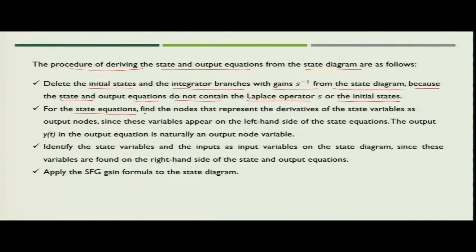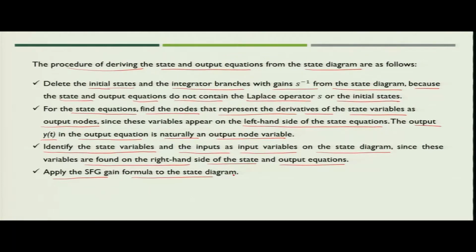Now, for the state equation we find the nodes that represent the derivatives of the state variables as output nodes. This becomes the left side of the state equation, and then the output y(t) is also identified. In the output equation we represent y(t), which is naturally an output node variable in the state diagram. Next we identify the state variables and the inputs as input variables on the state diagram. These variables are found on the right side of the state as well as output equations, and then we finally apply the signal flow graph gain formula to the state diagram.